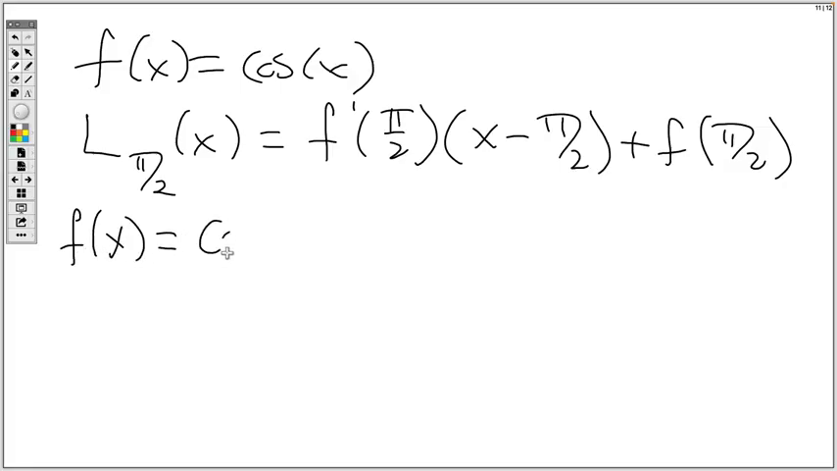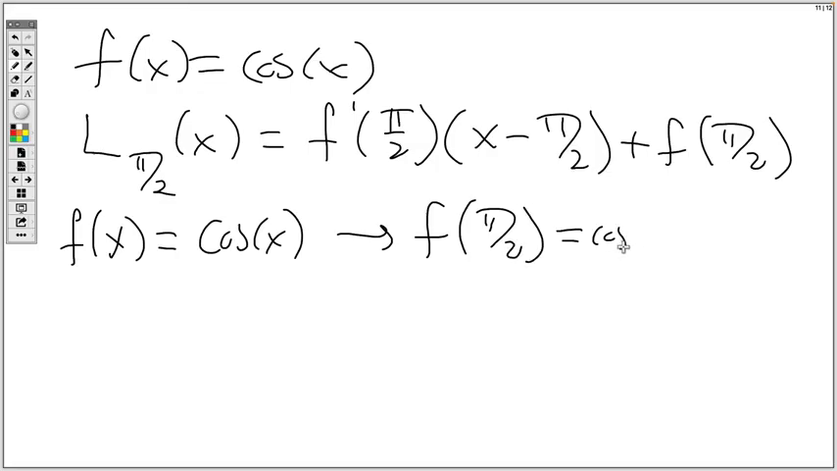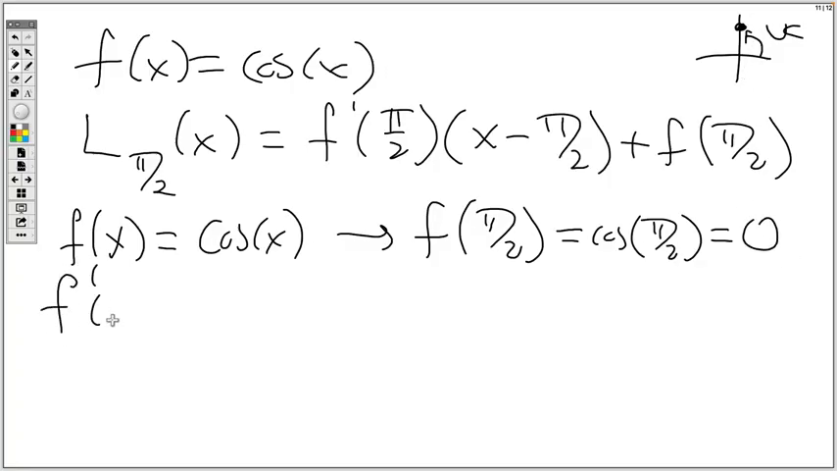The f of x is cosine of x. So what's the f of pi over 2? That's the cosine of pi over 2, which is what? So think about the unit circle. Pi over 2 is right there. Cosine is the what coordinate? X. So what's the x coordinate on the y-axis? 0.